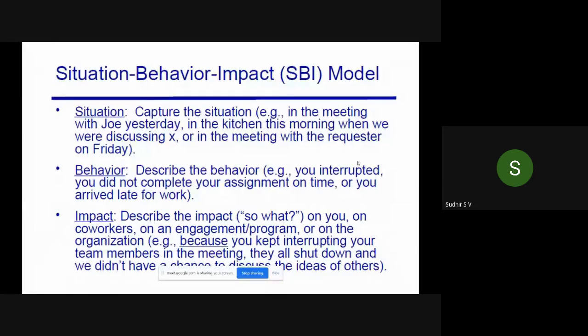So did you understand the entire feedback loop? You have to explain the situation. You have to explain the behavior, why you think that behavior was not appropriate, and you have to explain the impact of this bad behavior or wrong behavior, right? So once you do that, people will understand you better and they will start trying to change. So this is called the situation behavior impact model.